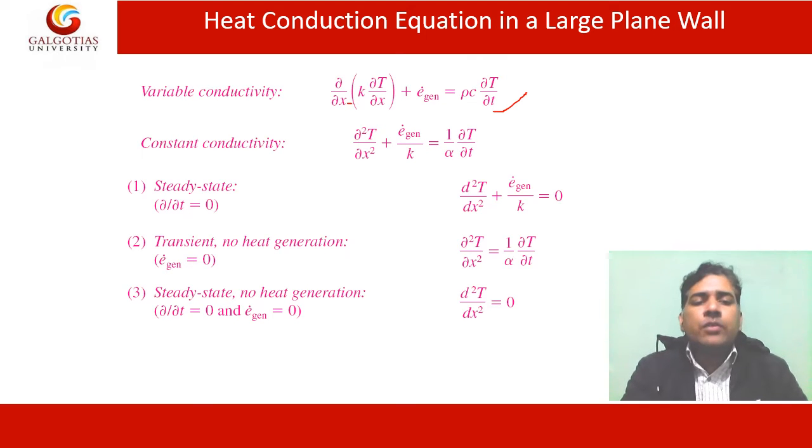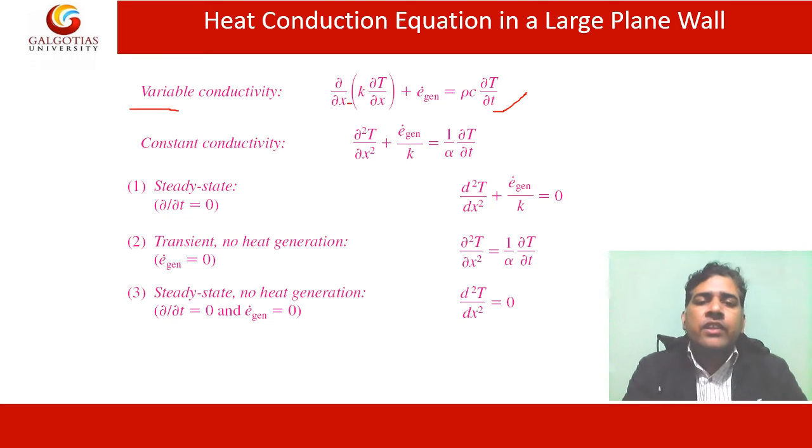In many materials k, the thermal conductivity, is also variable. In order to incorporate a variable thermal conductivity, this quantity is written within the bracket. So if the thermal conductivity is variable, this equation will be utilized. If the thermal conductivity is constant, this quantity will come out of the bracket, and we can divide the whole equation by k.